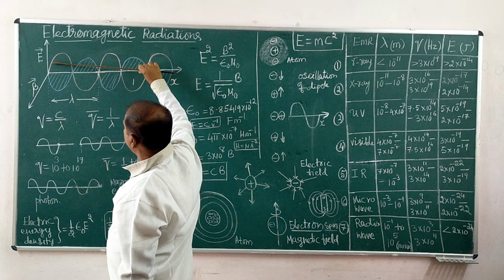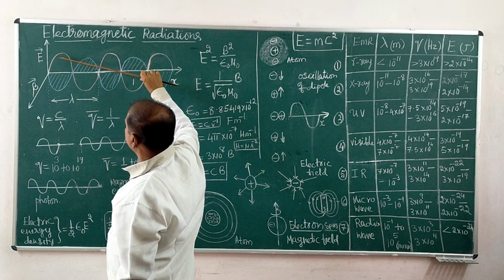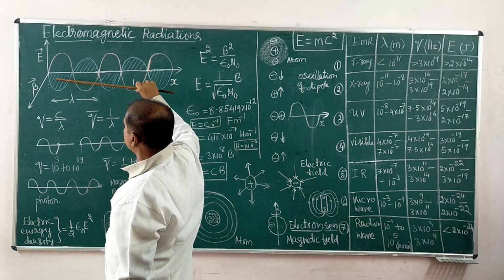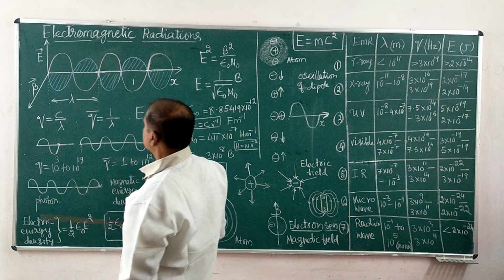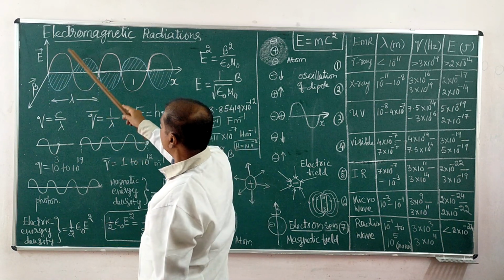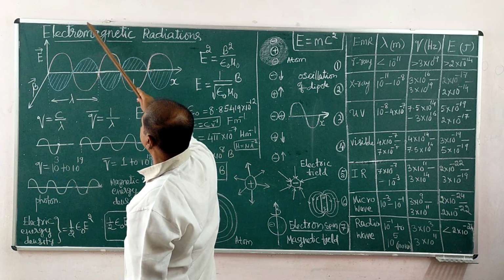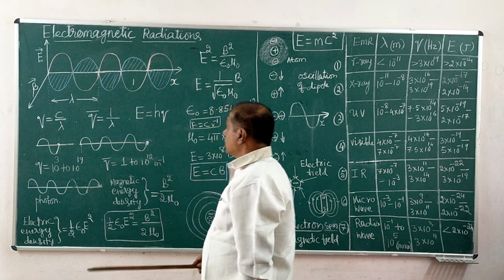So the magnetic field and electric field are perpendicular to each other. When there is an electric field, there is a magnetic field, but they are in the same phase. That is called a wave oscillation. This is a wave: oscillation of the electric field and magnetic field. It's like this one wave.